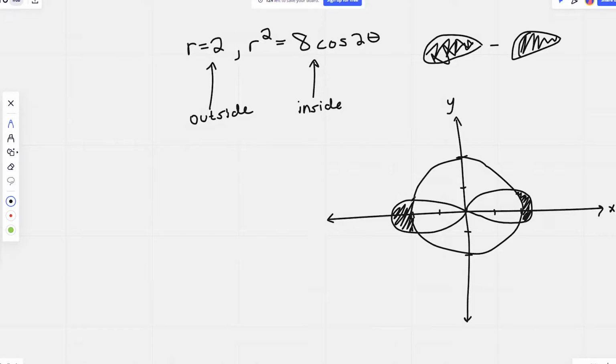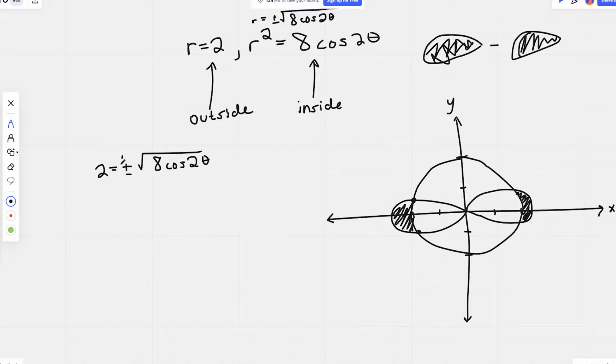So what we have to do is find the intersection points of these two right here. Once we find where these intersect, we can isolate this area and then just multiply it by 2 to account for both sides. In order to do that, we can treat r as 2 and simply plug in r into this equation. That's actually just setting them equal to each other, right? If we set r equal to each other, 2 equals plus or minus the square root of 8 cosine 2 theta.